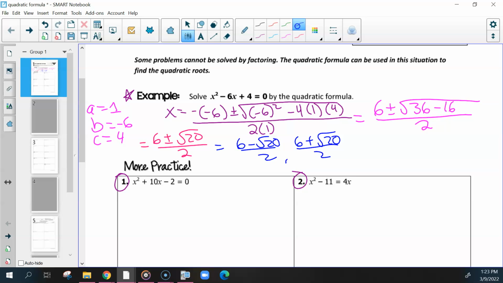Doesn't matter which we make first. Would it matter if we did 6 plus the square root of 20? No, but one has to be negative and one has to be positive. Right. And then your final answer is going to be your solution set, basically what you just wrote.